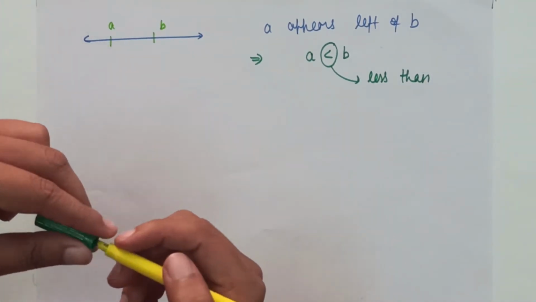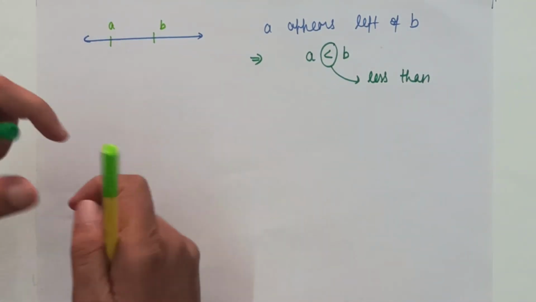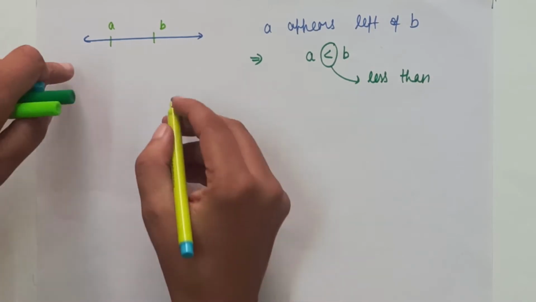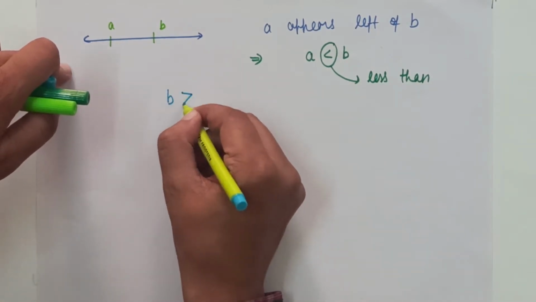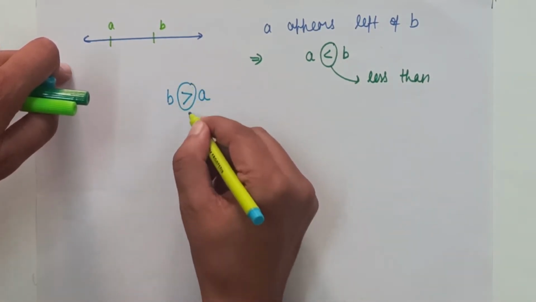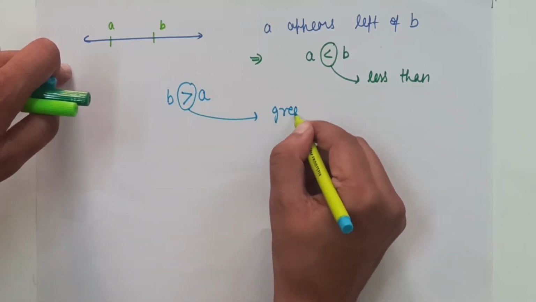We can also rewrite this using a greater than symbol. How can we do this? We can also say that B is greater than A, where this is a greater than symbol.